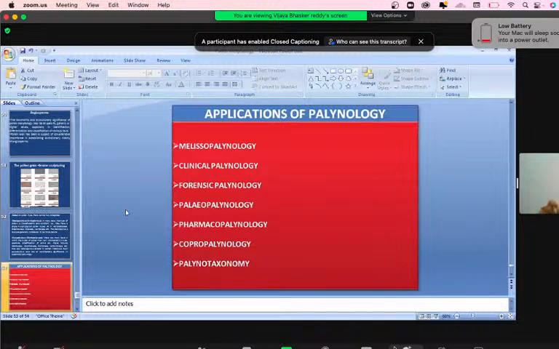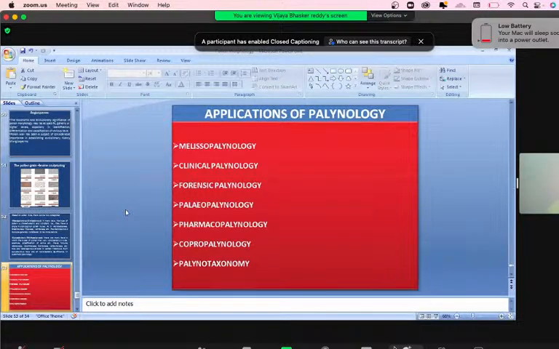Palynology also has one important tool called the TAI index, the thermal alteration index, which gives confirmation of hydrocarbons in a particular locality. And pharmacopalynology, where palynology is utilized in the preparation of various medicines in the pharma industry, is called pharmacopalynology. And copropalynology: excretions, particularly animal or bird excretions, even human excretions, all contain pollen grains, and analysis of these pollen grains is used in solving crimes or reporting something.